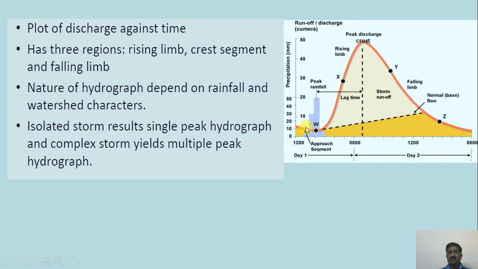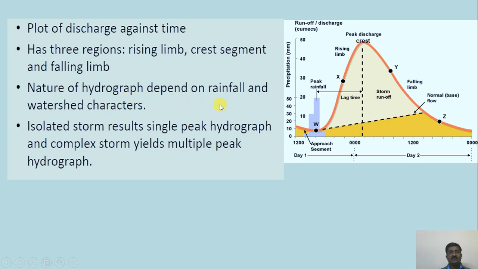So what are the parts of this hydrograph that we are going to see? It is a plot of discharge against time. Now it has three regions: rising limb, crest segment, and falling limb. If you see here, starting from this point, this is called a rising limb. Then this is a crest point, or it is called the peak discharge, and thereafter it comes down again, and it is a falling limb.